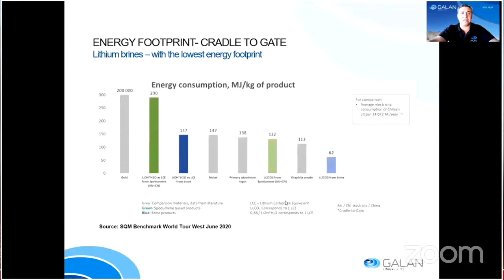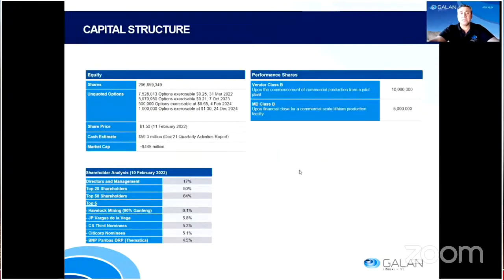Also important, our project requires a low level of energy, and this also shows that the energy required for processing is minimal, because the brine, or the lithium, is already in solution, so there's no energy input into all of this, and that is what makes a big difference.